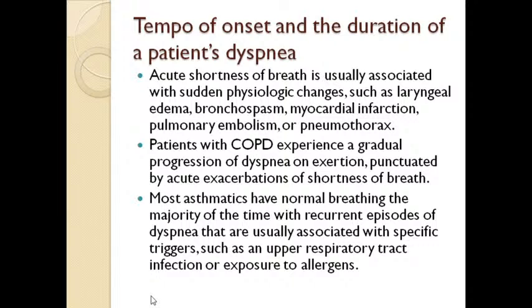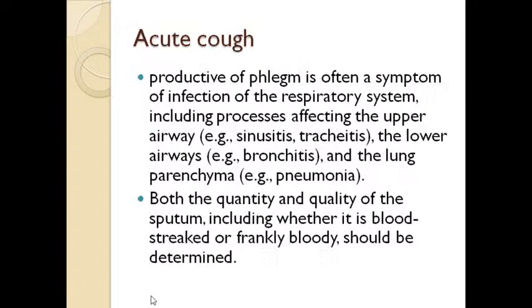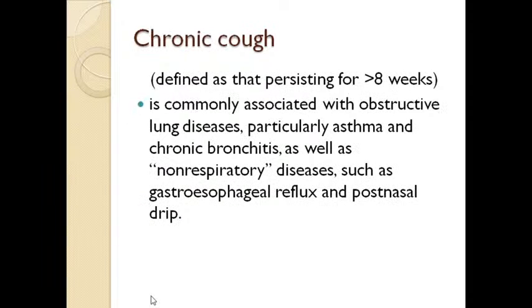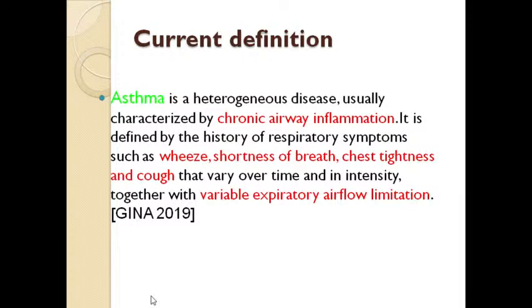Most asthmatics have normal breathing the majority of the time, with recurrent episodes of dyspnea that are usually associated with specific triggers such as upper respiratory tract viral infection, exposure to allergen, and others. In the previous lecture we talked about cough, which can be divided into three categories. Acute cough, with duration less than 3 weeks, is mostly accompanied by sinusitis, tracheitis, acute bronchitis, pneumonia, and sometimes pulmonary embolism. Chronic cough is more commonly associated with obstructive lung disease and other non-respiratory diseases such as gastroesophageal reflux and postnasal drip.